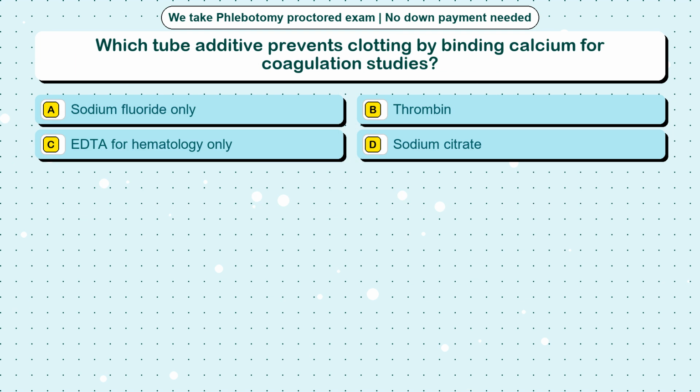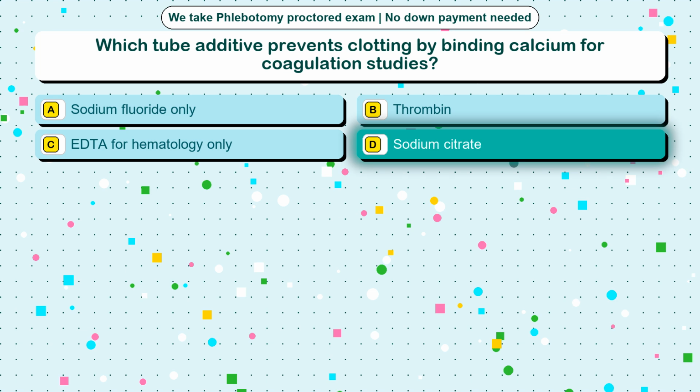Question 46. Which tube additive prevents clotting by binding calcium for coagulation studies? Option A, sodium fluoride only. Option B, thrombin. Option C, EDTA for hematology only. Option D, sodium citrate. The correct answer is option D.